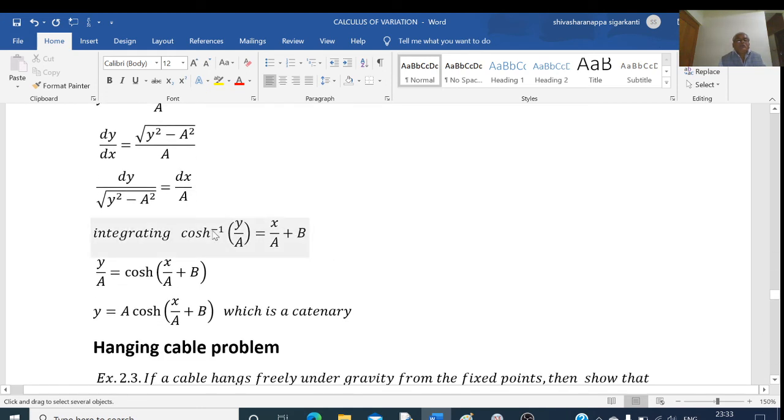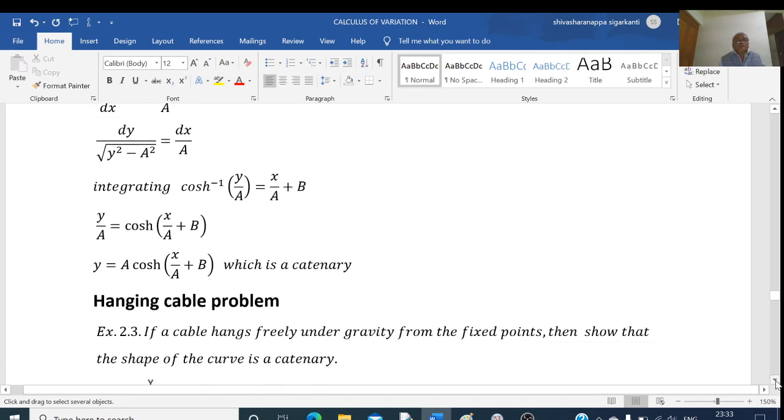So we write y by a equal to cos hyperbolic of x by a plus b, or we write y equal to a into cos hyperbolic x by a plus b, which is nothing but a catenary. This is known as a catenary.